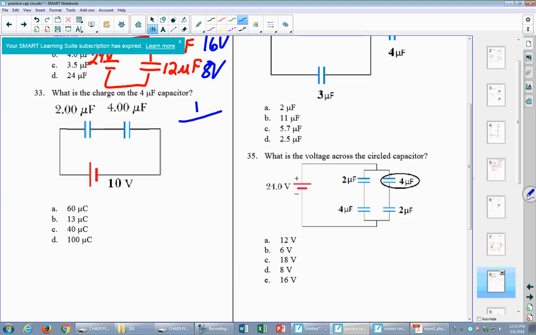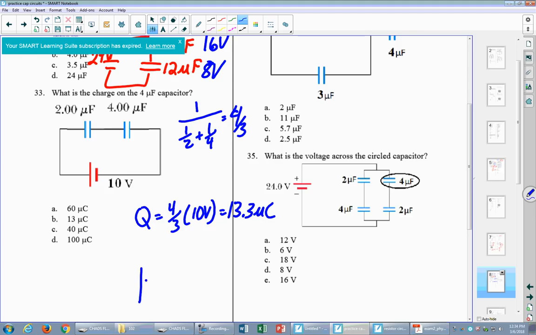So what I have to do here is I say 1 over 2 plus 1 over 4. That's 4/3, 1.3. That's my equivalent. My charge on the equivalent is 4/3 times 10 volts. That's 13.3 microcoulombs. And then realize that capacitors in series have the same charge. And so if I have a capacitor that has 13.3 microcoulombs on it, that's the equivalent, then both of these will have 13.3 microcoulombs.